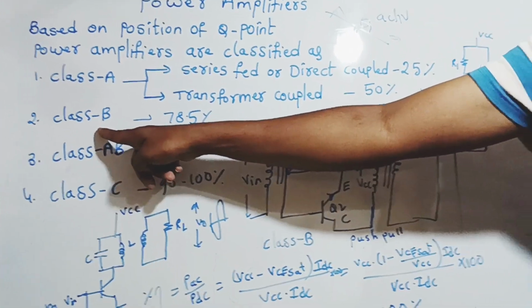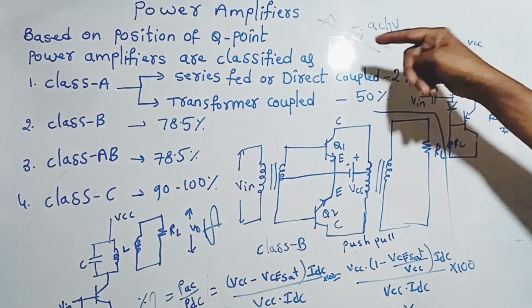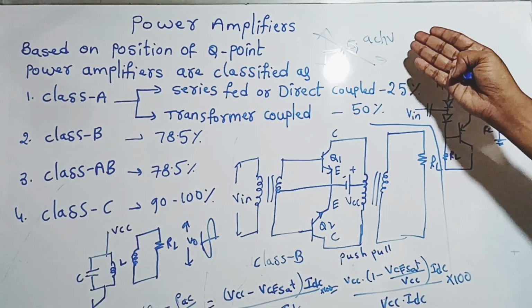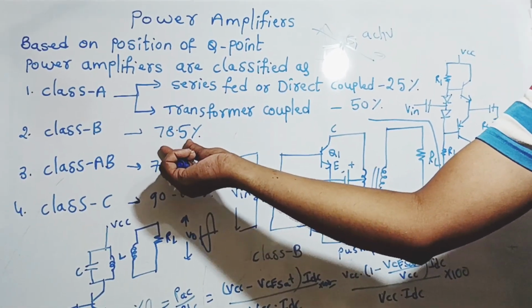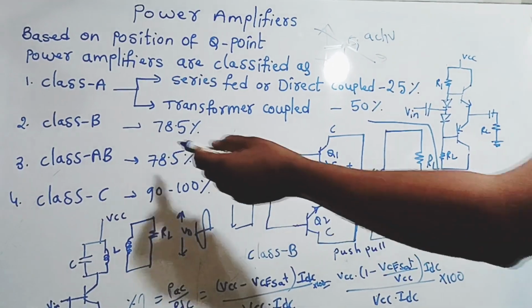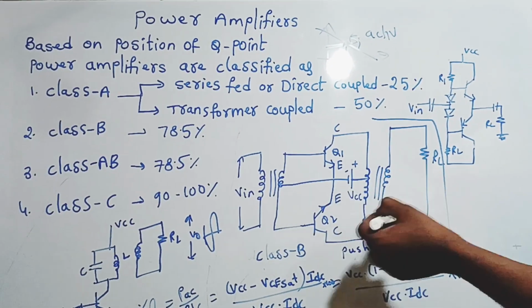Similarly, class B power amplifier. If the Q point is moving towards the cutoff region, that is a class B power amplifier. Then the efficiency of the class B power amplifier is 78.5%. Here this is the diagram of the class B power amplifier.